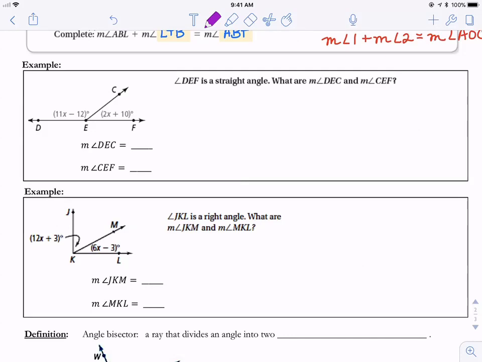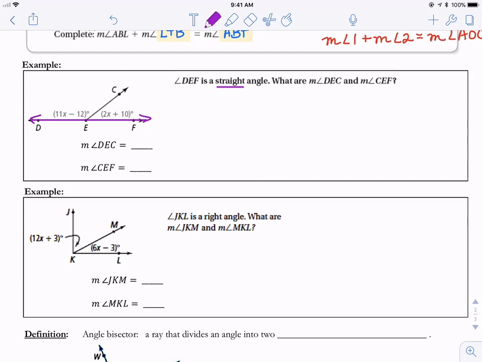Okay, a couple of specific examples using the angle addition postulate. First of all, it's telling you the angle DEF is a straight angle. What they're doing here is telling you that that's actually a straight line, and so you know that that's 180 degrees. It's not just a little teeny bit off where it's like 178 degrees, or just a little bit over 180 where it'd be 182 or something. So we know that that's a straight line.